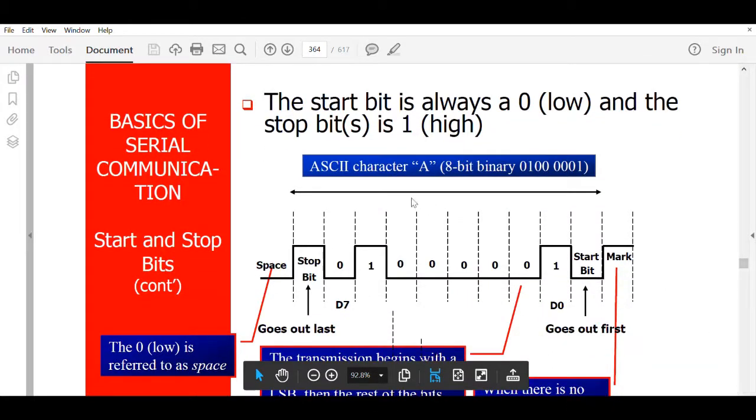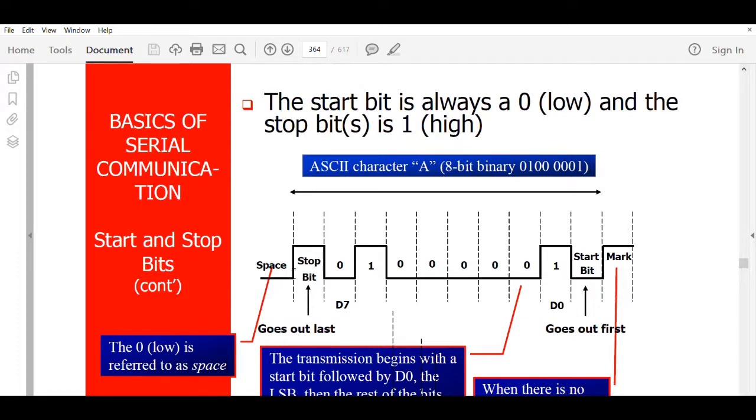Here we are trying to send the character A. A is an ASCII character. The 8-bit binary equivalent of A is 41H, which is 01000001. This is the character the transmitter needs to transmit to the receiver. So this is the data. How is it transmitted?